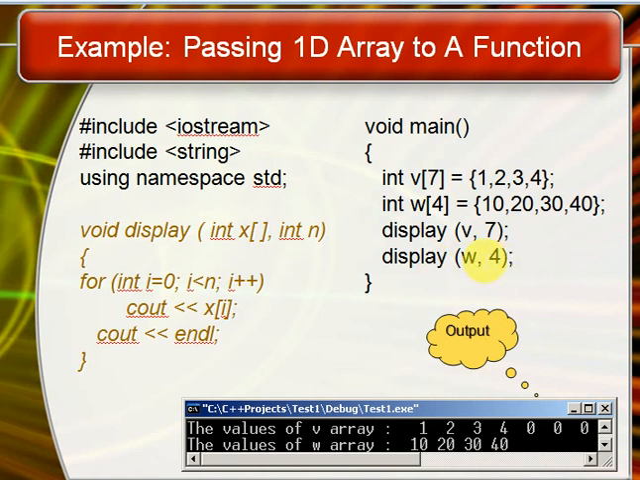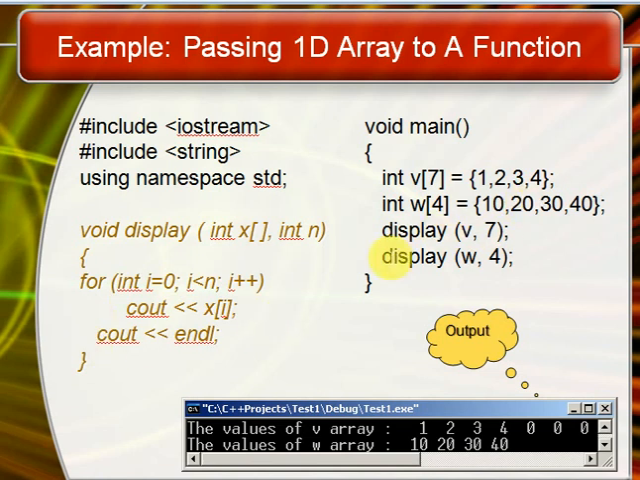When this display function is executed, the function definition will be executed: int x[], and it receives the capacity of the array, 7, in variable n. Then use a loop to process this array, that is int i = 0; i < n. In this case n will be 7. Display the elements of array x. Here array x in the first case is actually representing array v. Then end line.